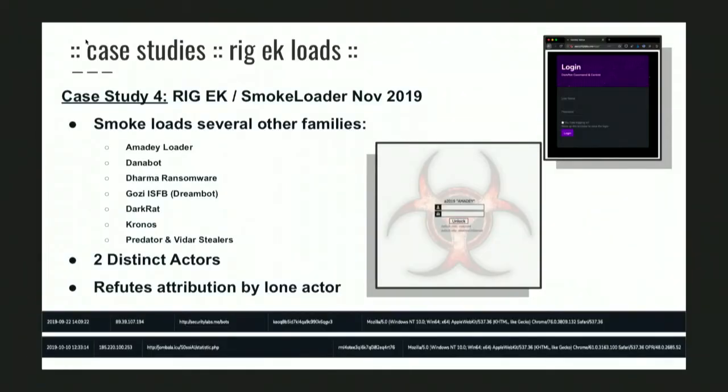All right, fourth case study I'll go over. Back in November of 2019. The reason why I pointed this out is that a lot of these guys that are participating in exploit kits, as you can see, especially with RIG, within the same campaign will drop 7 or 8 different malware families.